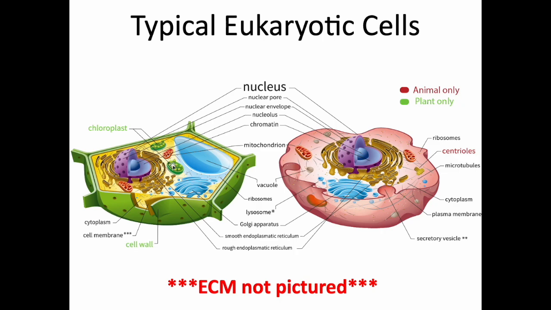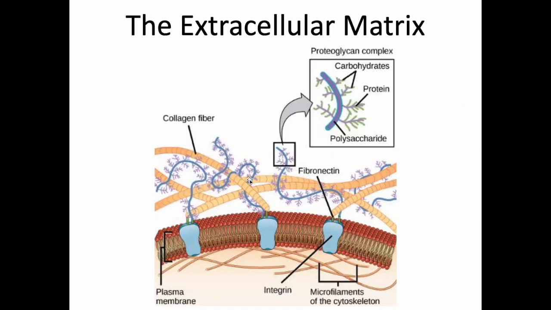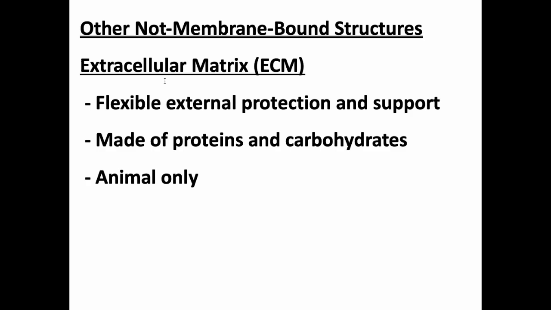Plant cells are rigid and held in place. They're not really running around or needing to squish, but animal cells need to be a lot more flexible. They need to be able to change their shape a little bit. They need to squish around as you move. And so having this external protection that is strong but flexible just makes sense for animal cells. So this extracellular matrix, or ECM, if we need another abbreviation, is flexible external protection and support. It's made of proteins and carbohydrates, and this one's animal only. Plants don't have an ECM, bacteria or prokaryotes do not have an ECM.